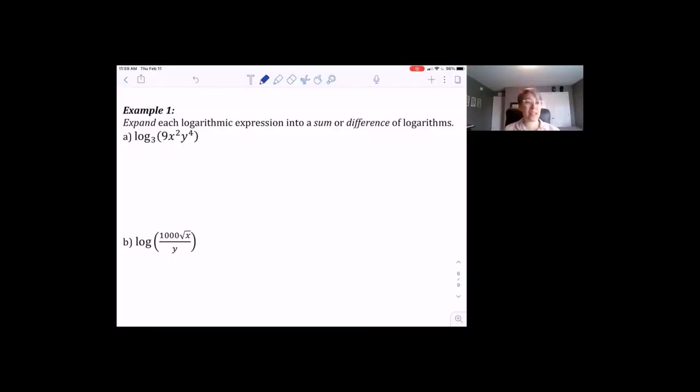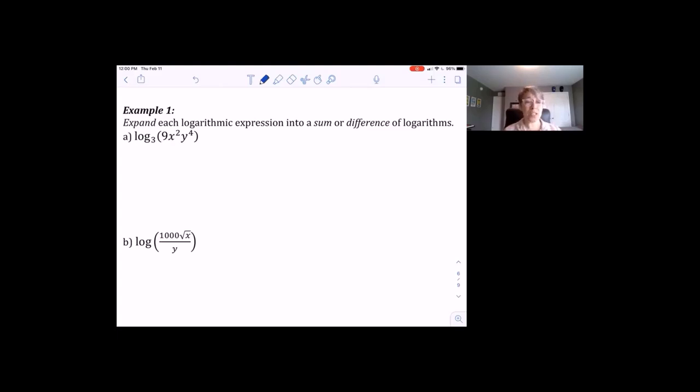So let's do a couple of examples. They first want us to expand each of these logarithmic expressions into a sum or difference of logarithms. What this means is we may have more than one logarithm, but no exponents or multiplication or anything like that. Don't forget your bases, don't drop them.